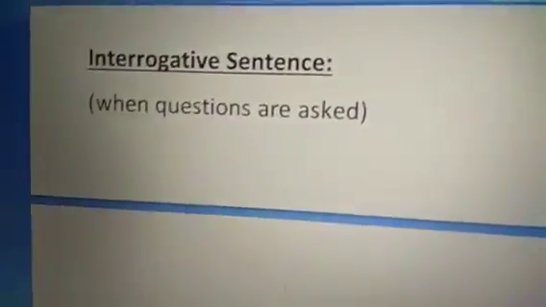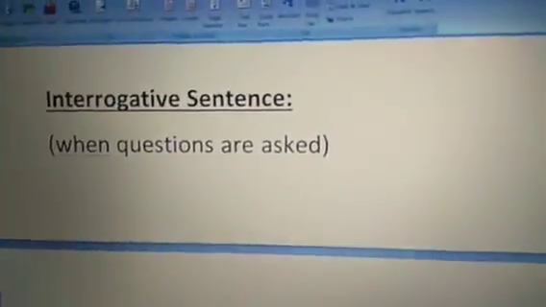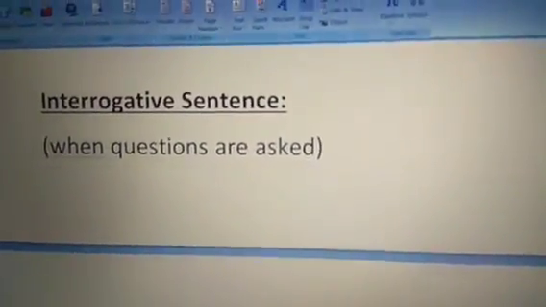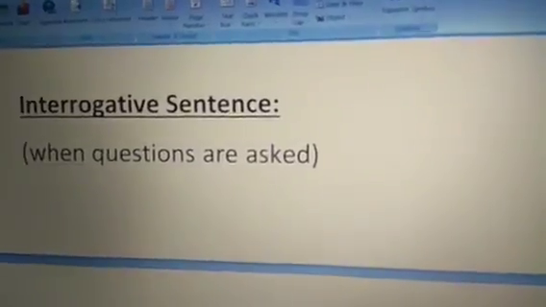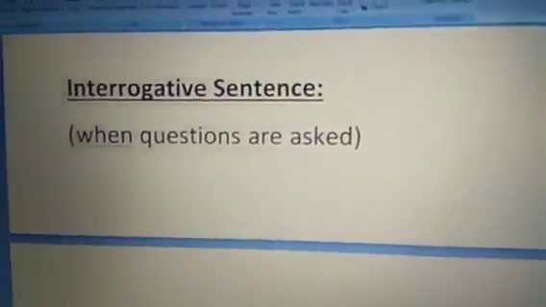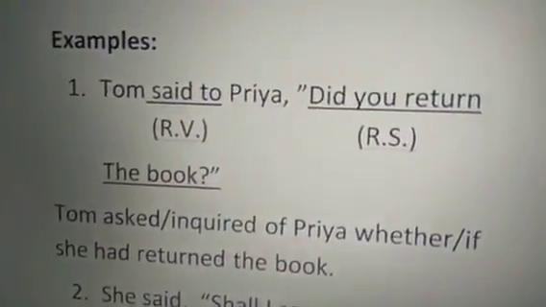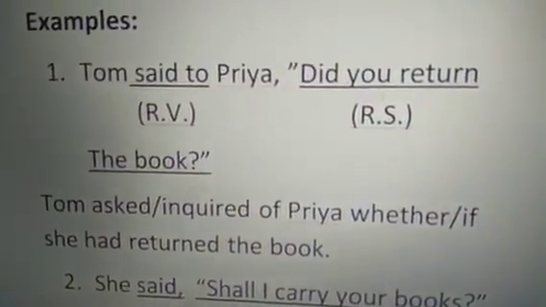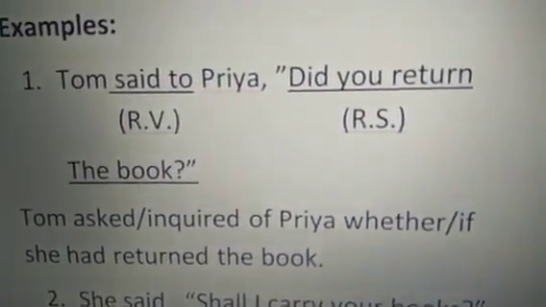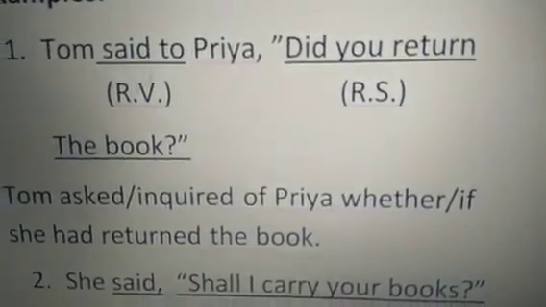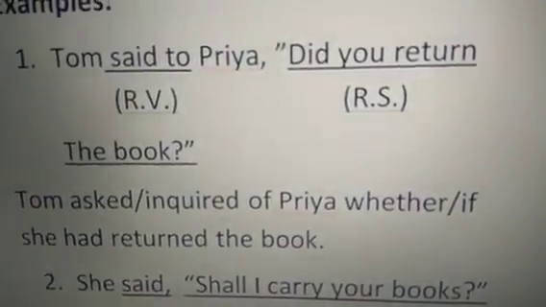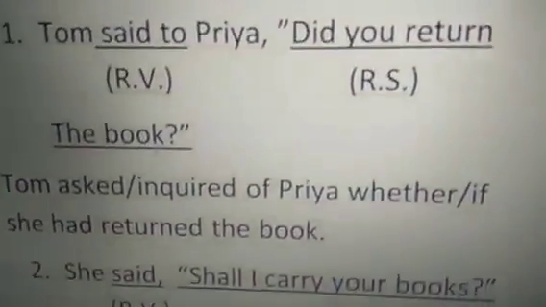Now the second type of sentence is the interrogative sentence, and an interrogative sentence is that type of sentence through which questions are asked. And the examples are, number one, Tom said to Priya, "Did you return the book?" Now said to is the reporting verb, and "did you return the book" is the reported speech.